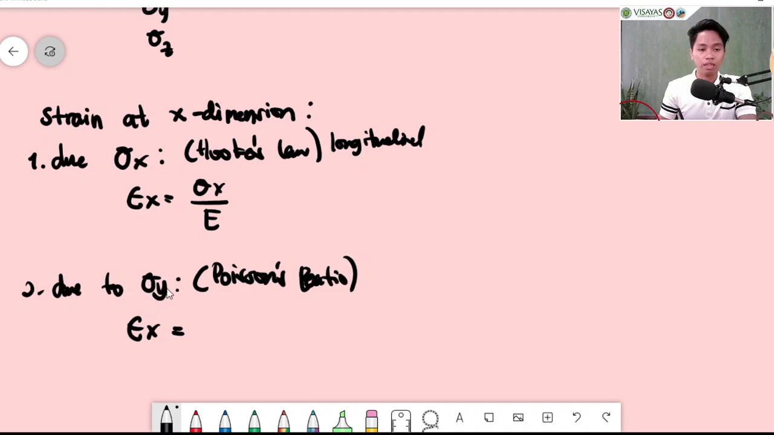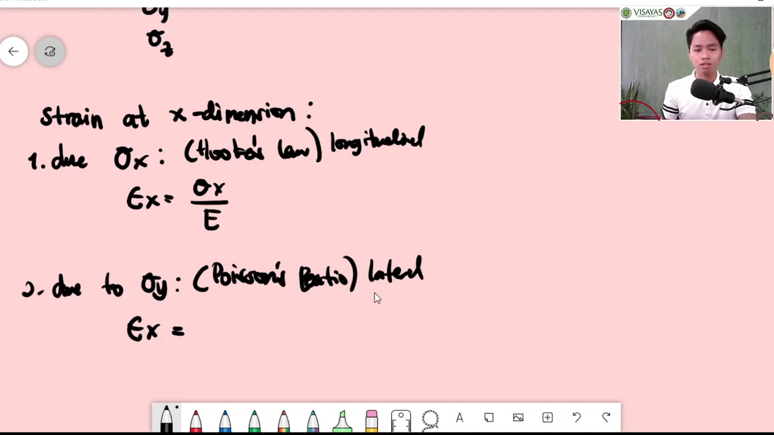But due to Y, si Y karon is X dimension ta, X dimension. So si X dimension karon is the lateral dimension of your stress at Y. Kay si Y man, Y dimension man ang iyahang longitudinal. Kagets? I hope nakagets. So therefore, your X now would be your lateral strain, right? The lateral strain due to your stress at Y.